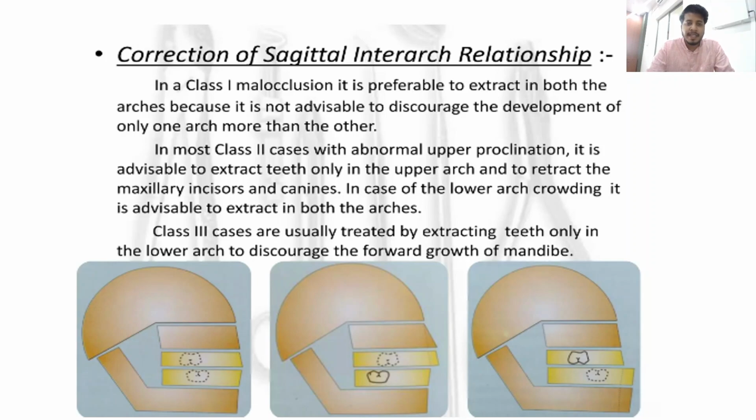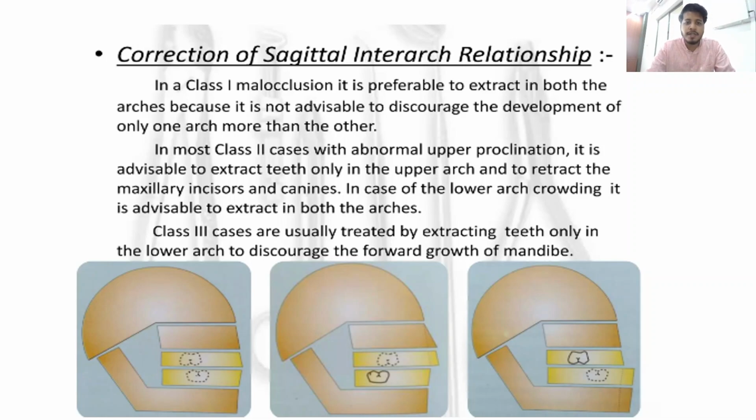The next need for extraction is for the correction of sagittal interarch relationship. In an ideal class 1 case, the molar relation should be class 1 bilaterally. If there are any other relations like class 2 or class 3, you have to extract certain teeth depending upon the molar relation and canine relation. In a class 1 occlusion, it is preferable to extract in both the arches because it is not advisable to discourage the development of only one arch more than the other.